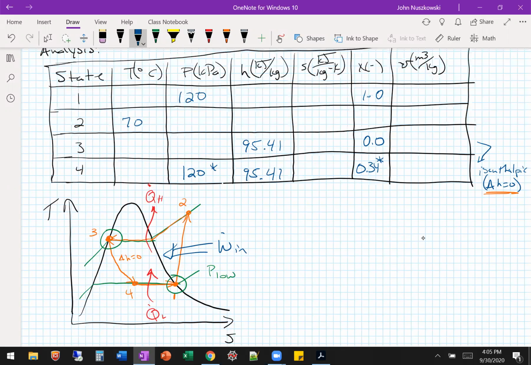All right, so now state 1, we know the enthalpy, right? We have 2 independent intensive properties, pressure, so we can get enthalpy there. Okay. So how do we get state 2's information?